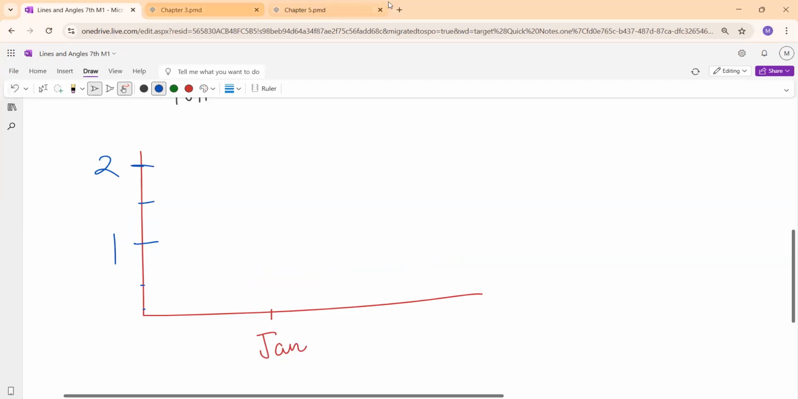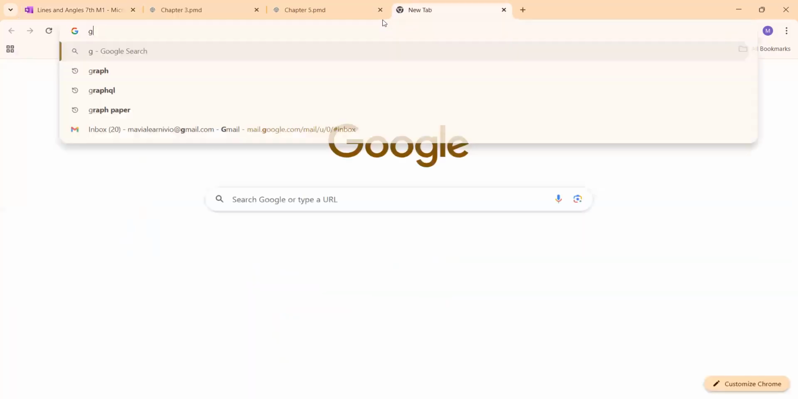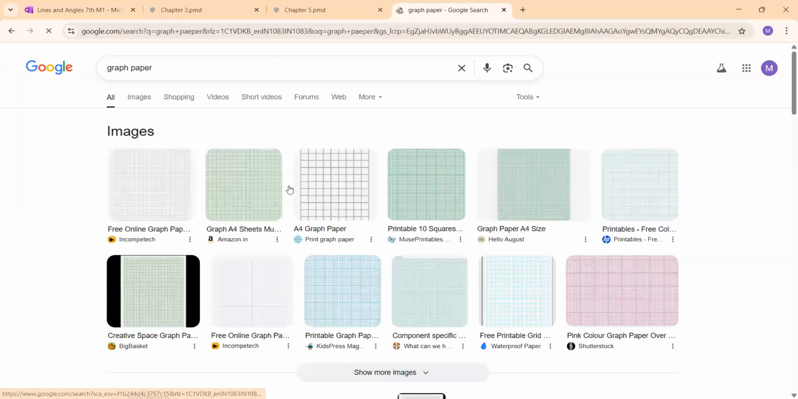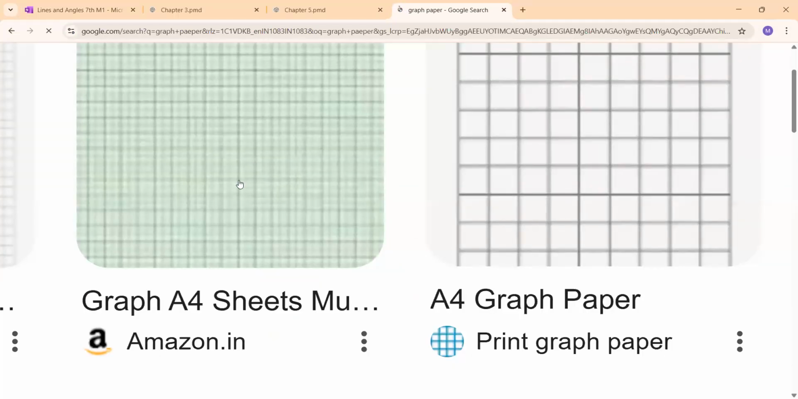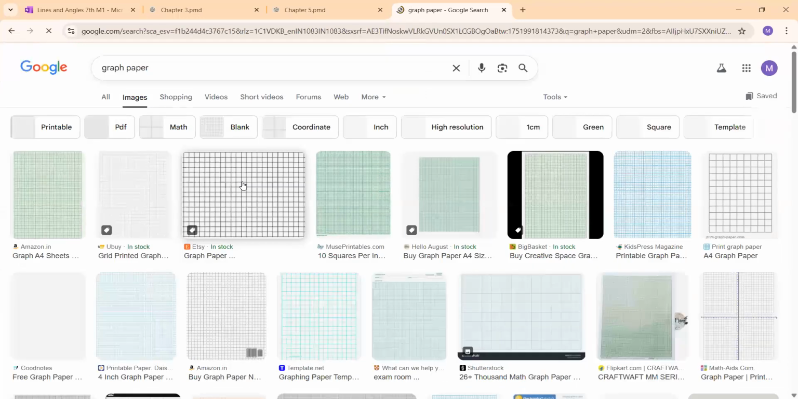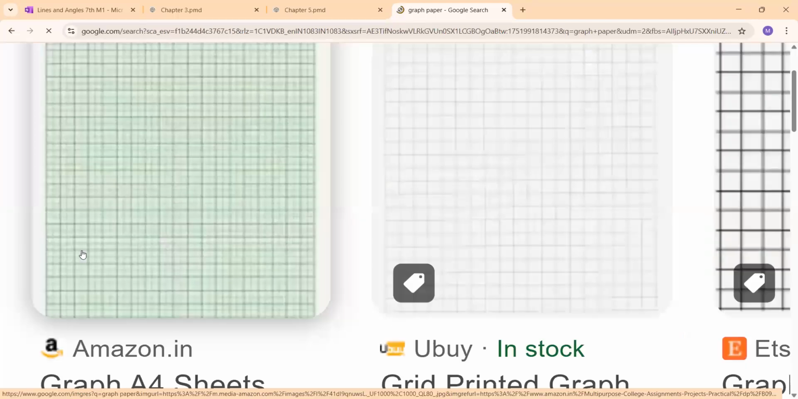Halima, if you see a graph paper, I'll show you. Yes, sir. There are small lines in it. Yes, exactly. What are those lines? I'll tell you.